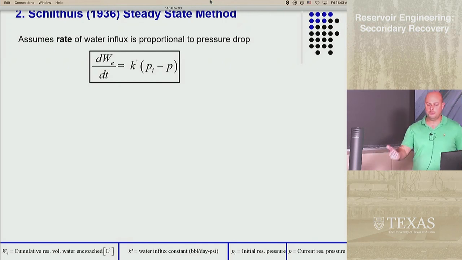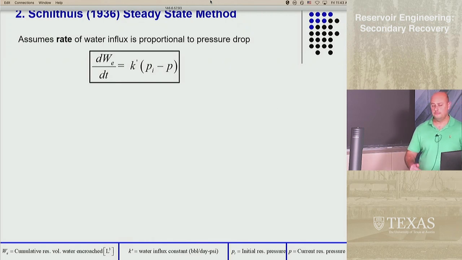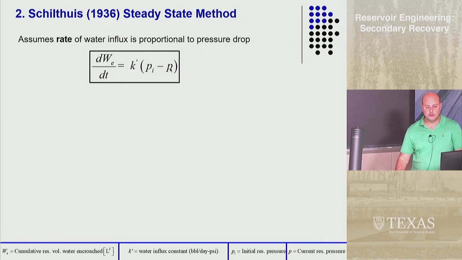Pi is the initial pressure, and P is the reservoir pressure. And that changes with time. Okay, so that reservoir pressure will change with time. As you produce more fluids, the pressure is going to drop. So the time dependency is largely in P, the pressure here.